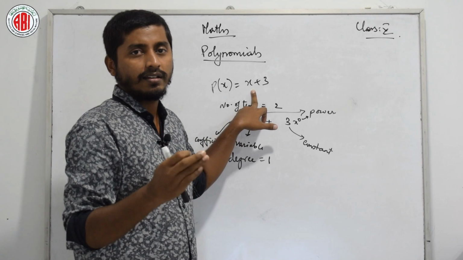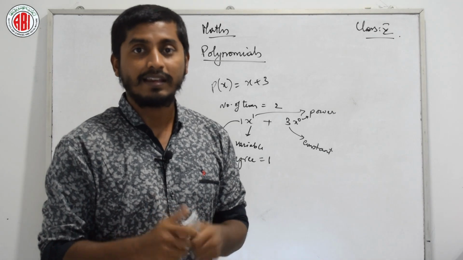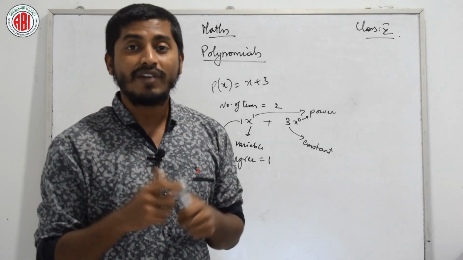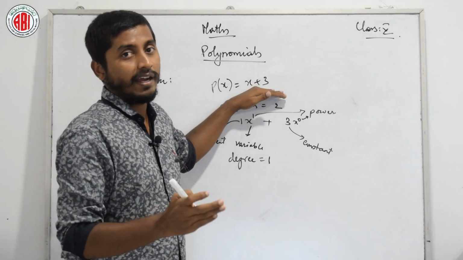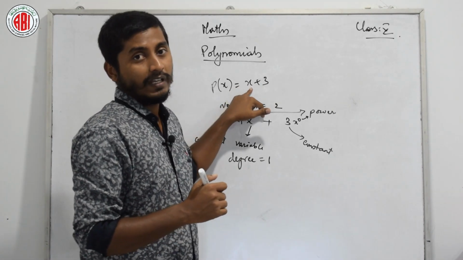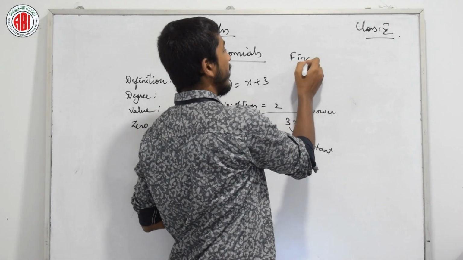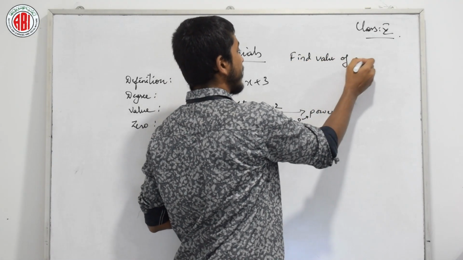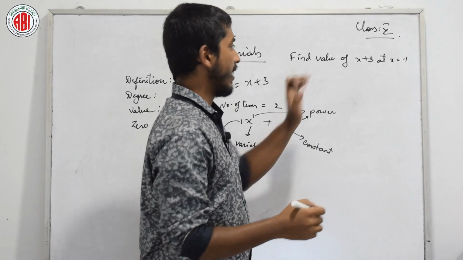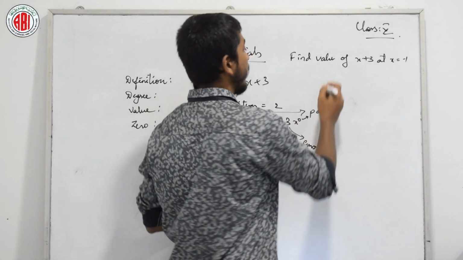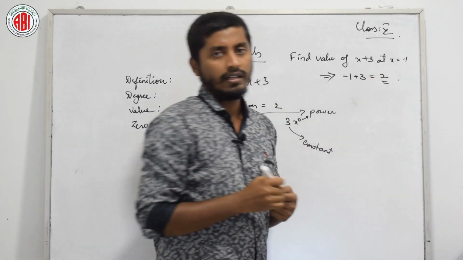In future, if I ask what is the value of x plus 3, then the next question should be: what is the value of x plus 3 at which x? At which value of x? To find the value of x plus 3, the value of this variable needs to be specified. Then the question will be in this way. Find the value of x plus 3 at x equal to minus 1. Let us assume it to be minus 1. Then what will be the value? Then we will write the value is minus 1 plus 3, which is 2. Is it clear? Is it okay?